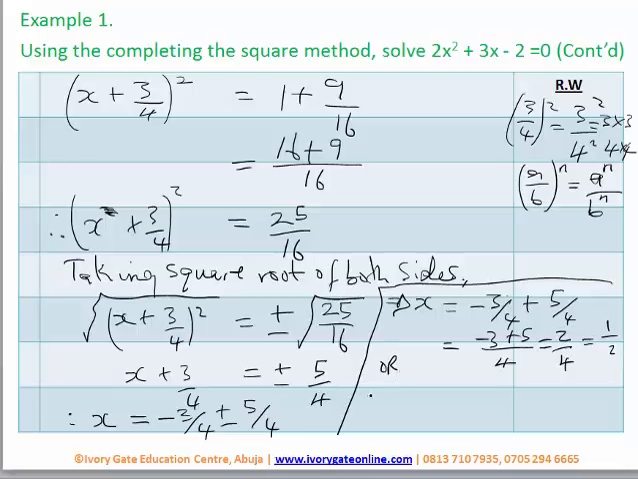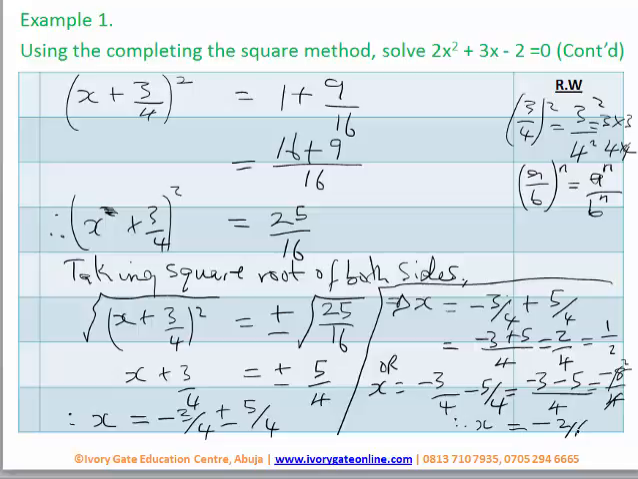Or x is equal to, this time minus 3 over 4 minus 5 over 4, which is equal to, the LCM is 4. 4 divided by 4 is 1, times minus 3 is minus 3. Then 4 divided by 4 is 1, times minus 5 is minus 5. So this gives us minus 3 minus 5 is minus 8, all over 4. Therefore, x here is equal to minus 2, because this cancels out this to give us 2.